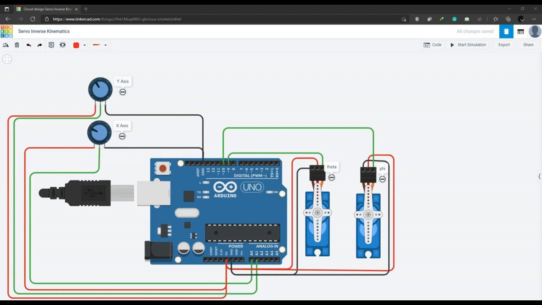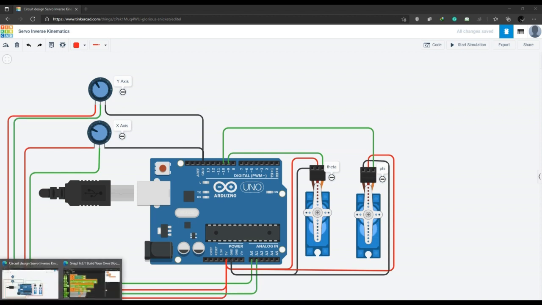Now let us see the actual implementation of the robotic arm on Tinkercad using inverse kinematics. Here I have two potentiometers for the x-axis and y-axis which act as input, and they are connected to analog pins A0 and A1 respectively. Then I have two servos for theta and phi which are connected to PWM pin 9 and PWM pin 10 respectively. To understand the logic that I have implemented, let us see the block diagram of this.